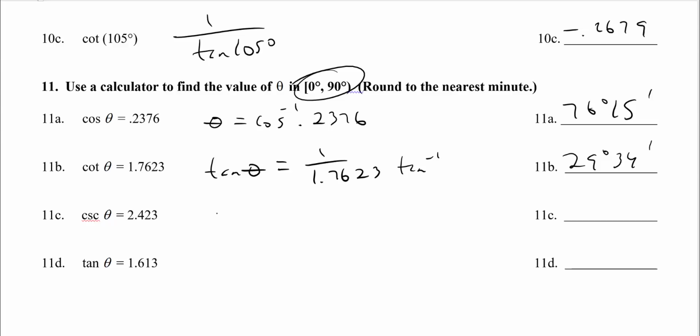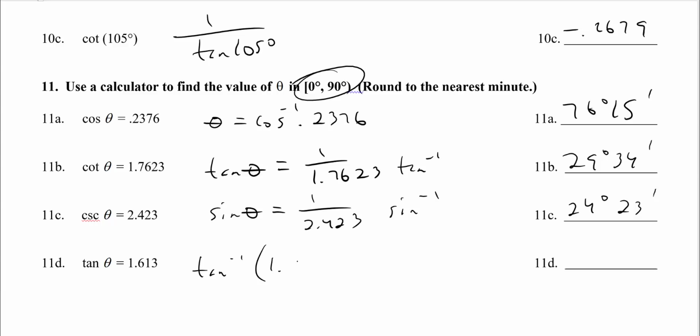Same thing with cosecant. You should write this as sine of theta. That's a ratio. Sine of theta is 1 over 2.423. Okay, and then you do inverse sine of that, and you get 24 degrees, 23 minutes. And last one, tangent of theta. Well, that's just inverse tangent. So inverse tangent of 1.613, and that's 58 degrees, 12 minutes. Okay, it's not bad.